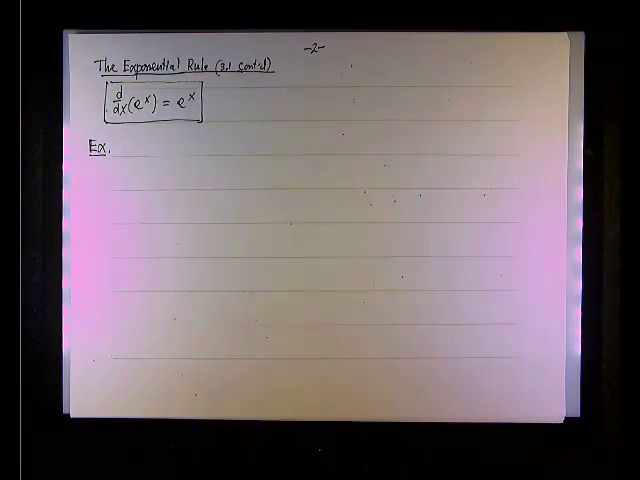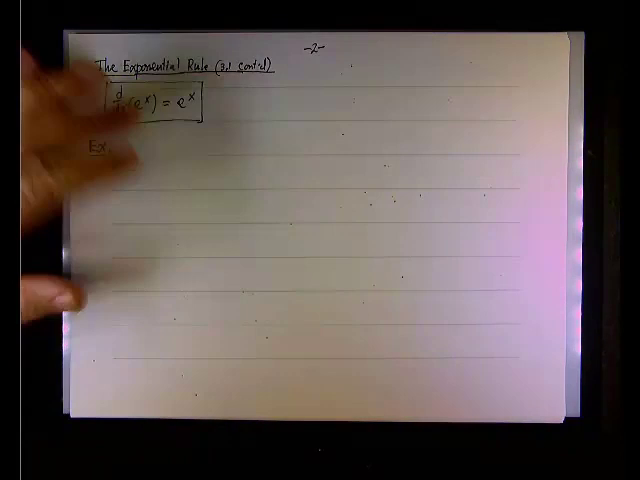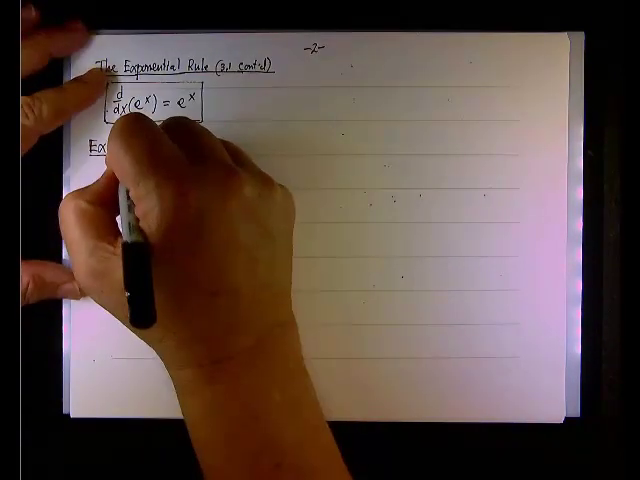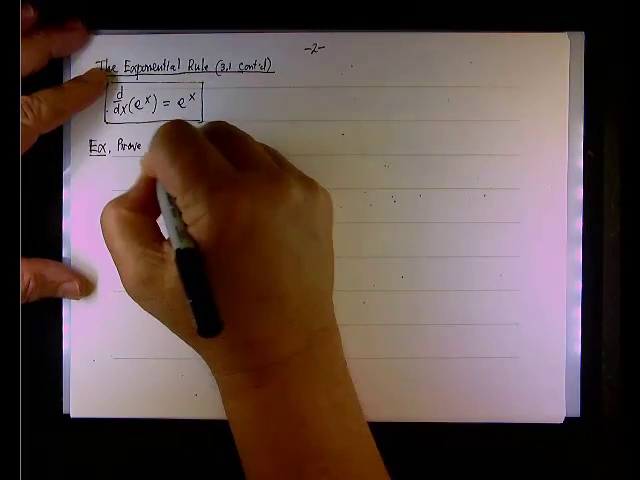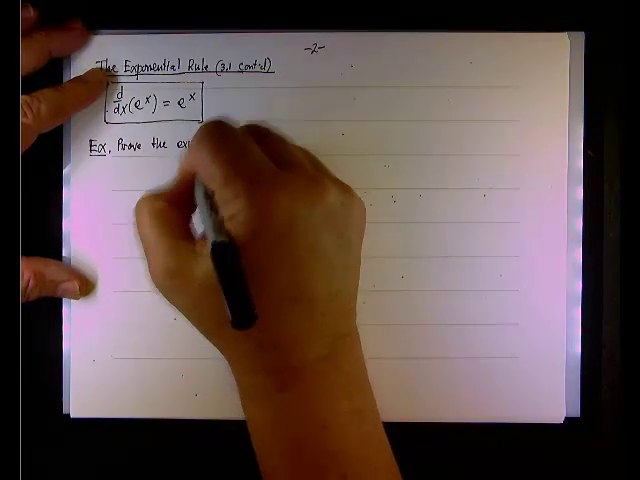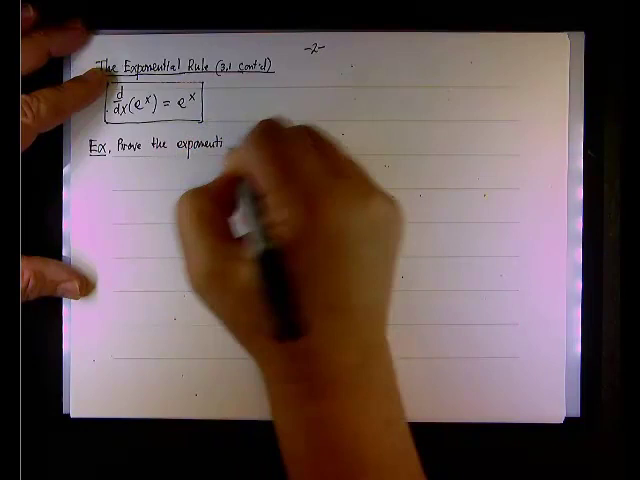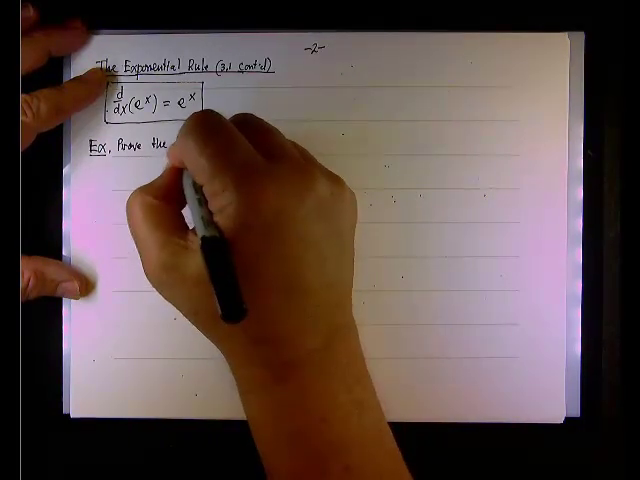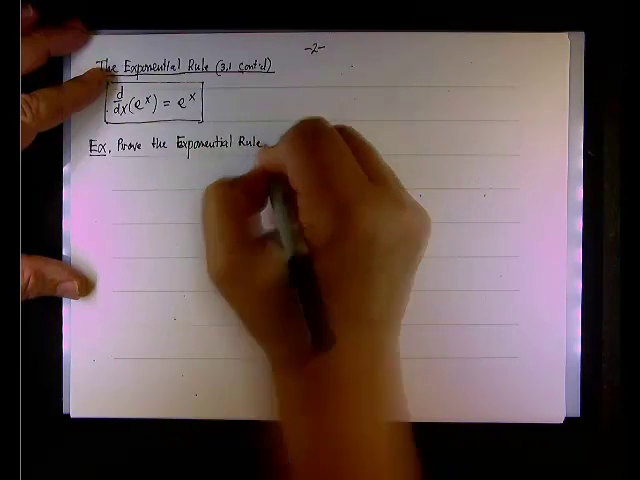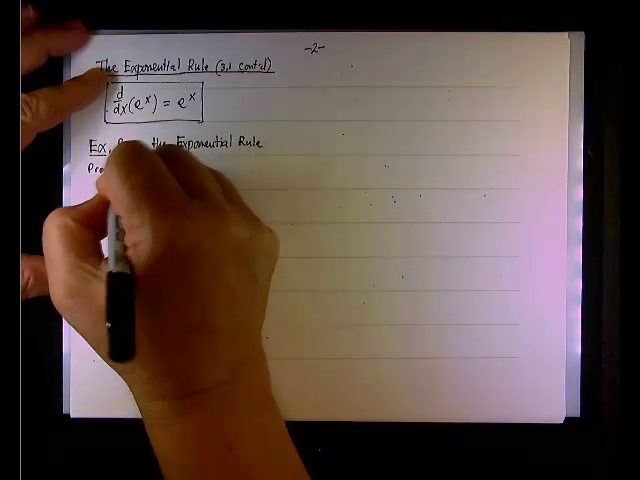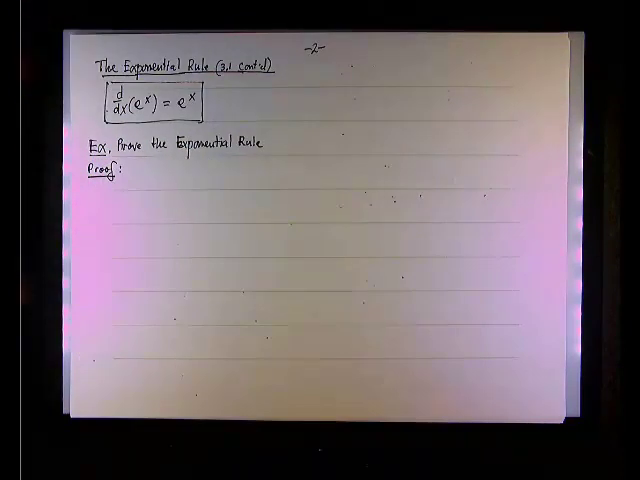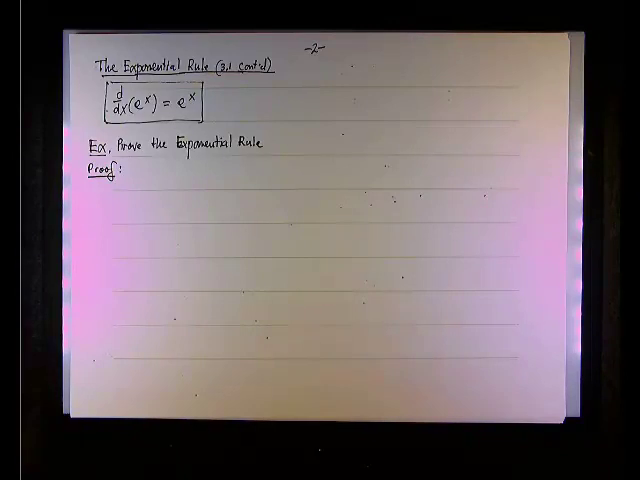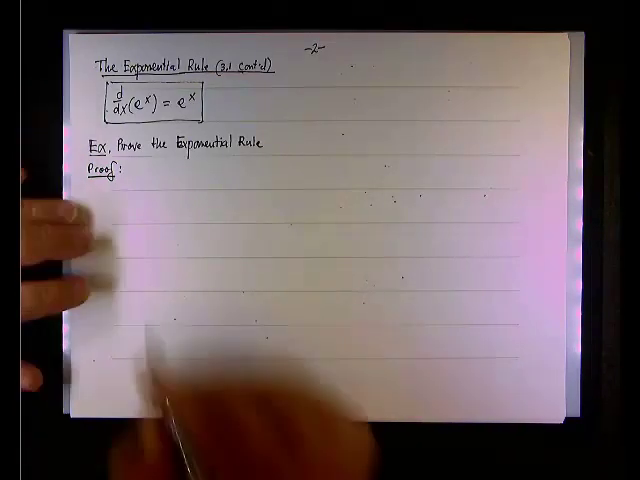Next, I'm going to, what happened here? I want to prove the exponential rule. So here comes the proof. The proof itself is very simple, but I'm going to use it to introduce a definition. So let's look at the proof.